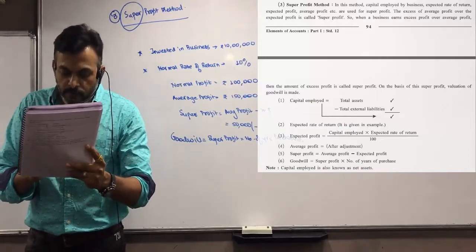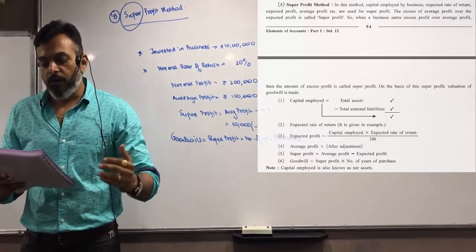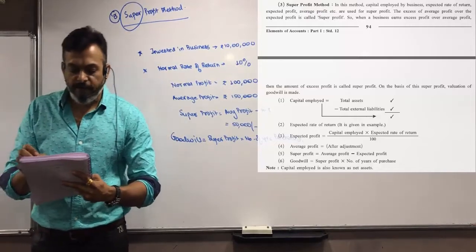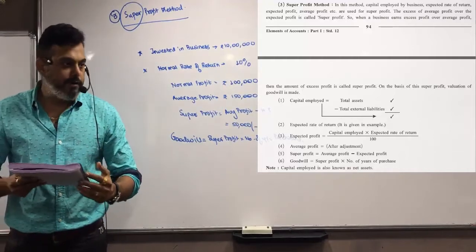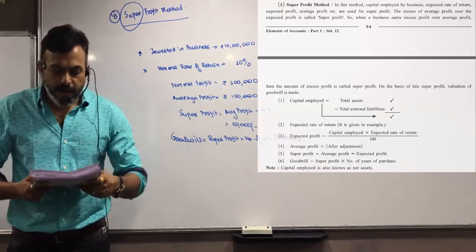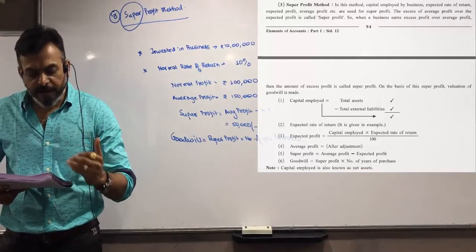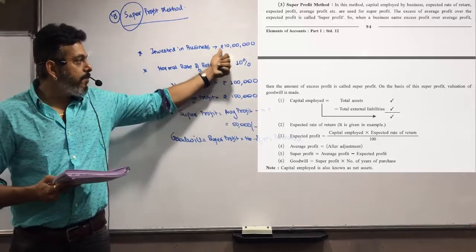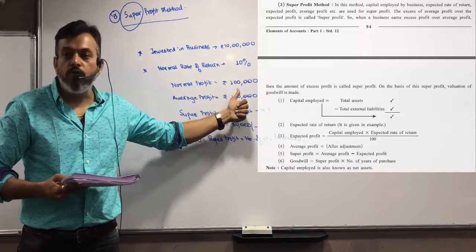Now, when a business earns excess profit over average profit, the amount of excess profit is called super profit. On the basis of this profit, valuation of goodwill is made. Now, first step, capital employed. Can we find capital employed? Assets minus liabilities. Expected rate of return is your normal rate of return. Expected profit is your normal profit, which is capital employed. Say for example 10 lakh into 10%, which comes to 1 lakh.